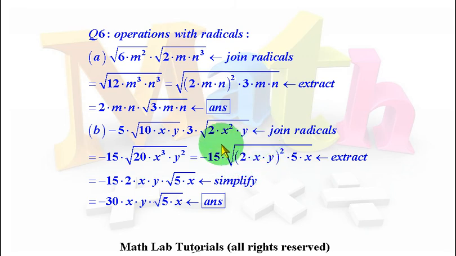Now we extract. And we get minus 15.2.x.y. And we're left with the square root of 5.x, which is the bad guy. At the end, just simplify out here. We get minus 30.x.y, and then the square root of 5.x, and we are done.